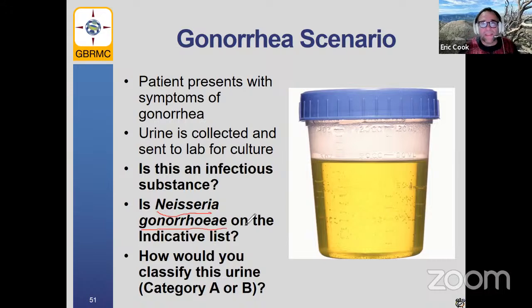But just because it's not on the list, I have to ask the next question, which is, well, should it be on the list? And in my opinion, gonorrhea is not that serious, not that high risk. And so it shouldn't be on the list. It's not on the list and it shouldn't be on the list. So I am very confident that it is a low risk. This is a moderate to low risk shipment. And so I could ship it as a category B.